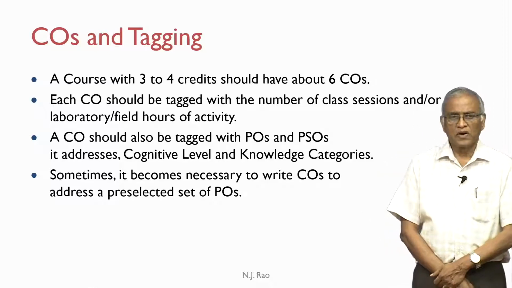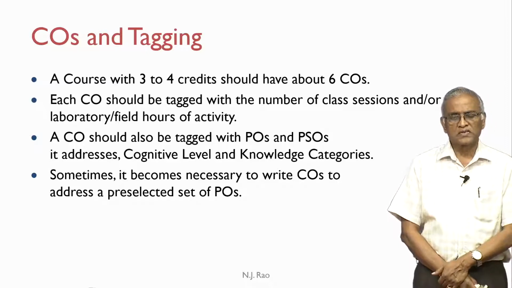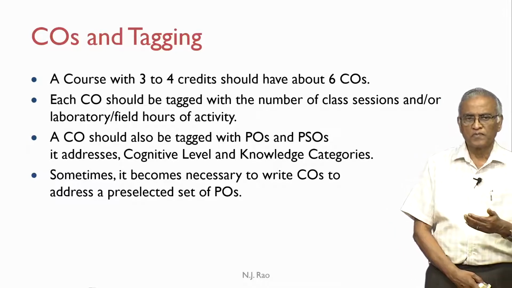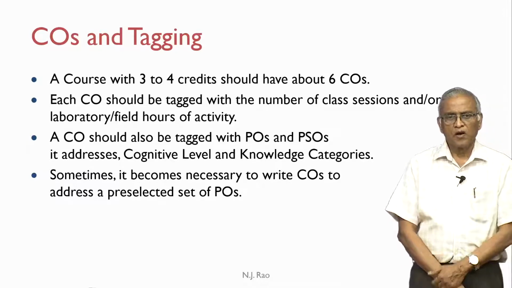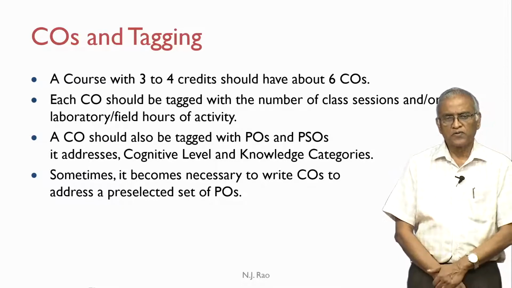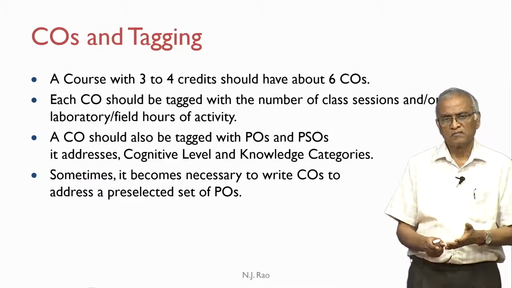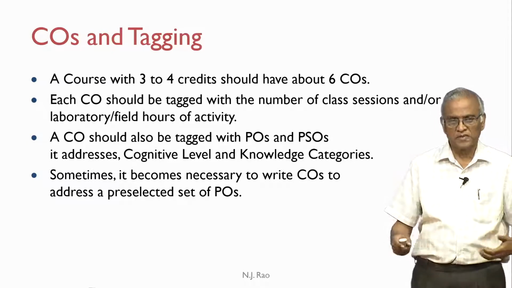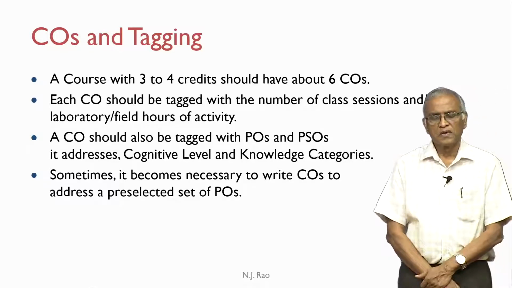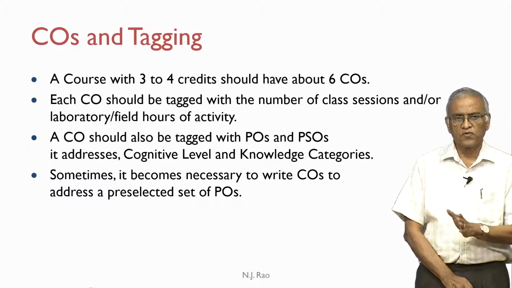And because we require to measure to what extent a CO has been attained, towards that we tag each CO. For example, how many COs are there to start with? We say something like for a 3 to 4 credits we require about 6, it could be plus or minus, but not too much plus or minus. Okay.